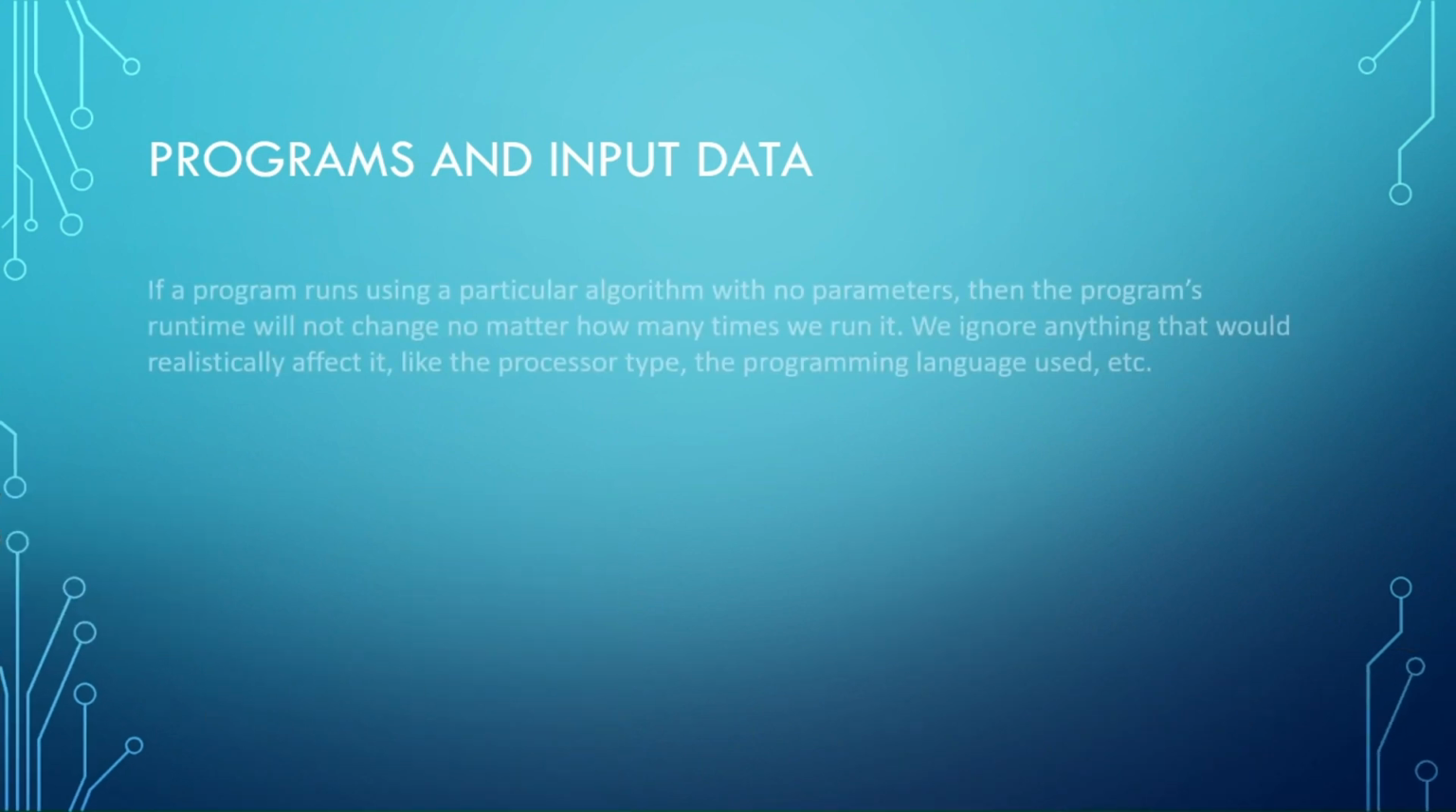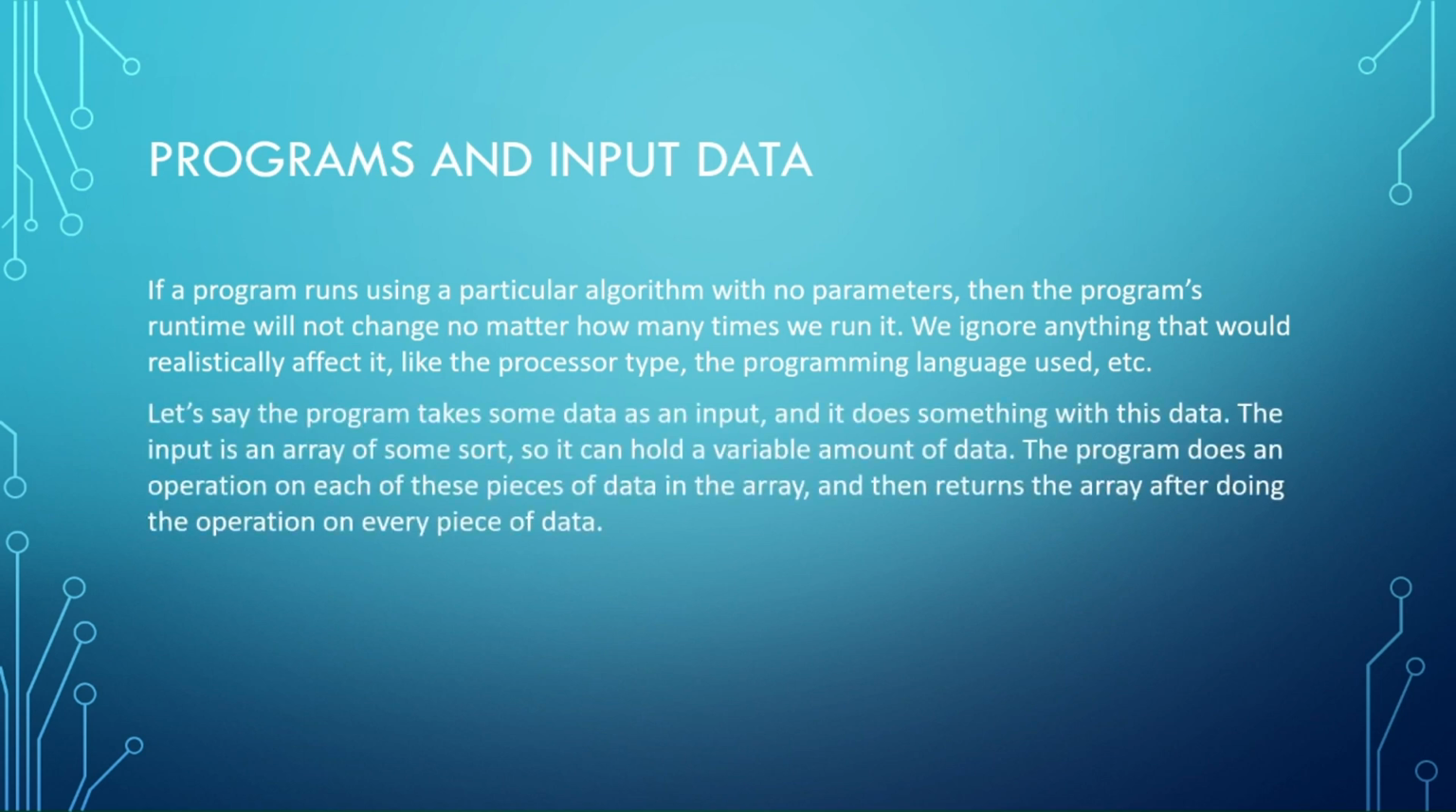So, programs and input data. If a program runs using a particular algorithm with no parameters, then the program's runtime will not change, no matter how many times you run it. So anything that could realistically affect it, so processor type, programming language used, maybe number of cores, etc. Anything, I suppose we can say anything external will not affect the runtime.